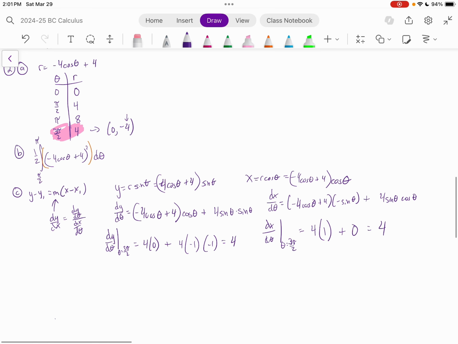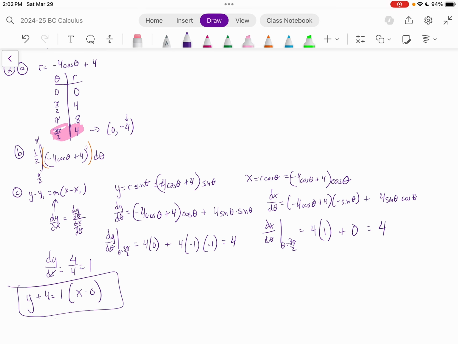So they're both 4, meaning dy dx is 4 over 4, which is 1, meaning that my equation would be y minus -4, so +4, equals 1 times x minus 0. That is the equation to my tangent line when theta equals 3 pi over 2.